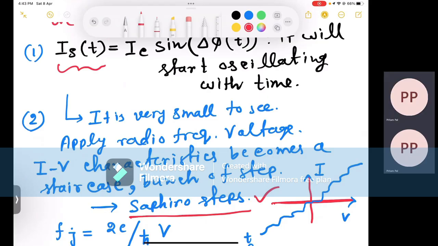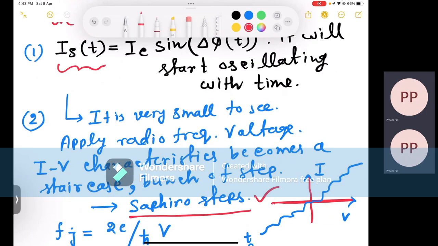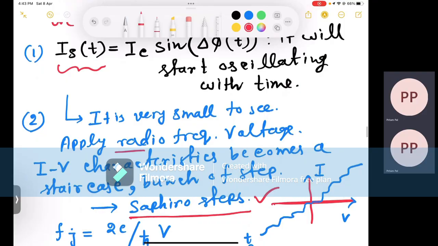So now basically all we need is to measure the current after applying the voltage. But there has to be some detectable current, right? If we can't detect it, then there is no meaning. To detect this, if we apply some random voltage, we cannot detect it. So to detect, we have to apply a radio frequency voltage. Only then you will see that the IV characteristics will become a staircase. So it will give you a staircase-like IV. That is called the Shapiro step.